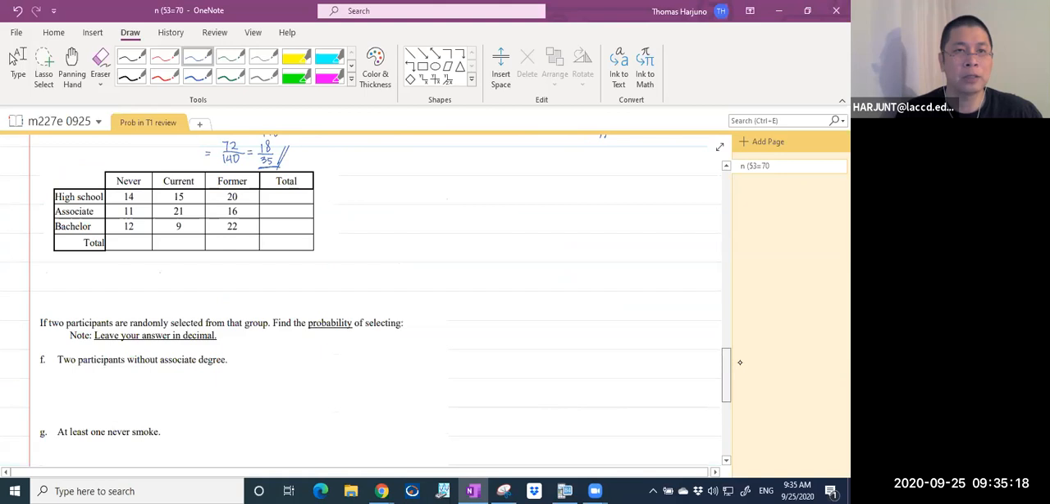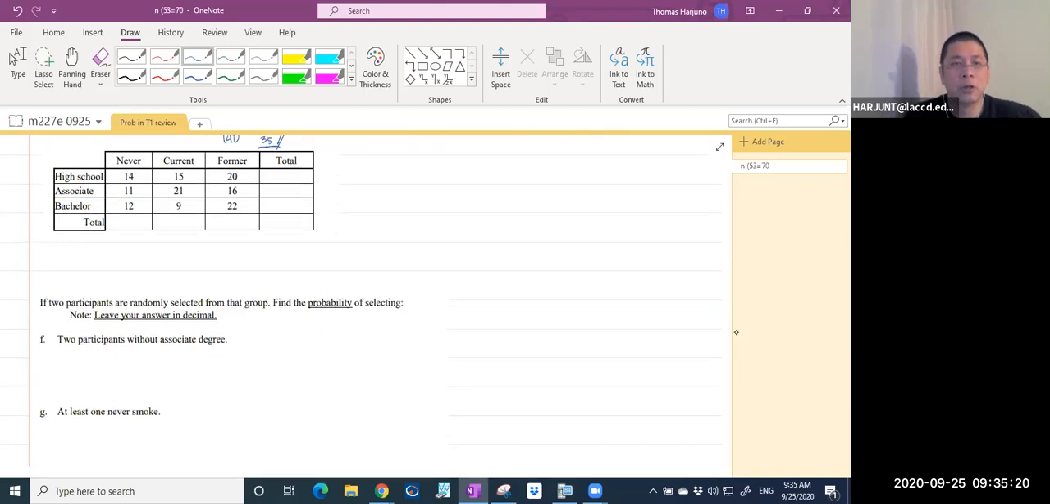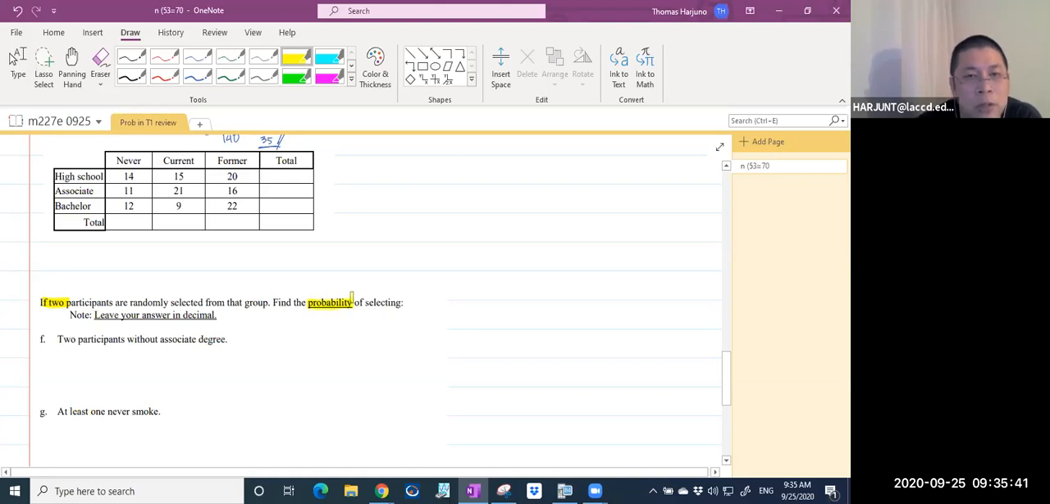I copy pasted the table above earlier because the page was not big enough to cover. But let's see, we go on with part F. If two participants are selected from the group, they have to be different, find the probability. You don't need the notation, but if you put the notation, of course, it's fine. And leave your answer in decimal.